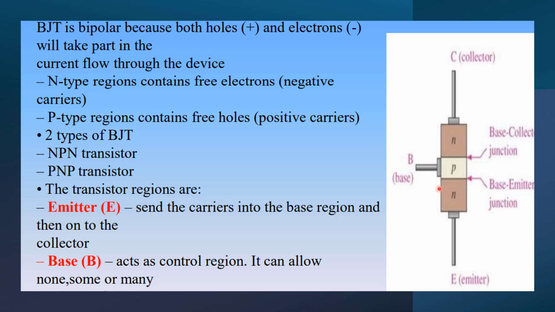Emitter terminal, emitter sends the carriers into the base region and then into the collector region. Base acts as the control region. It allows some or none.